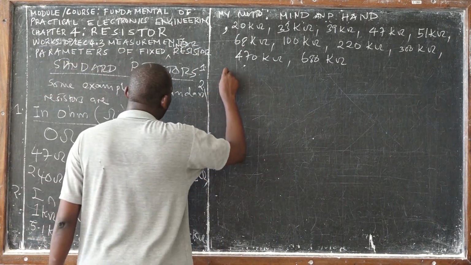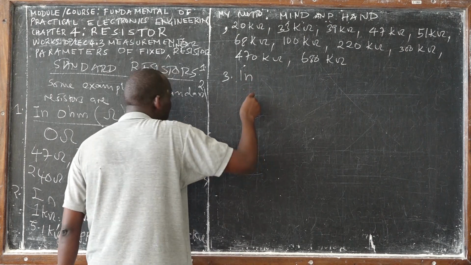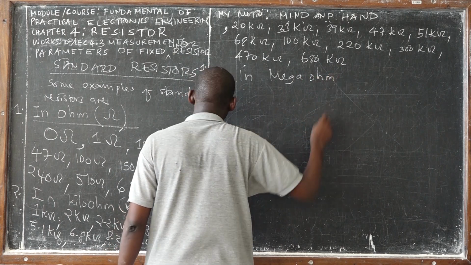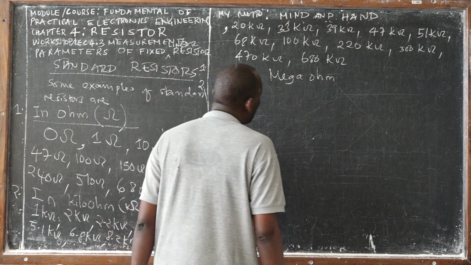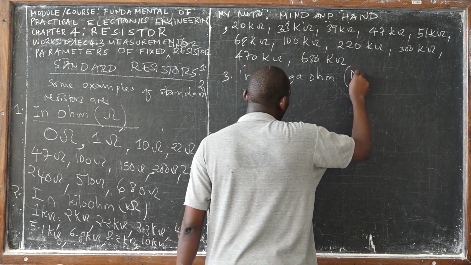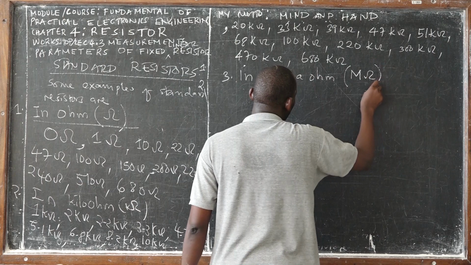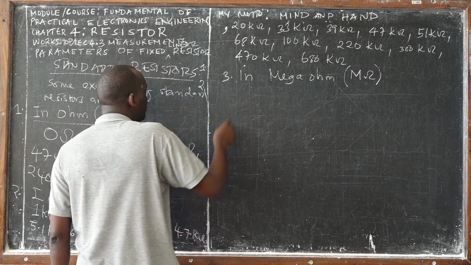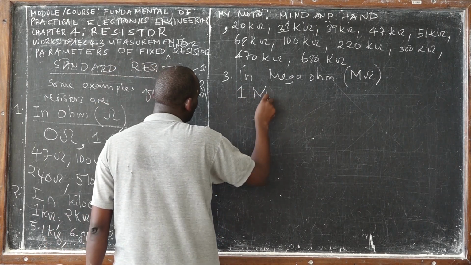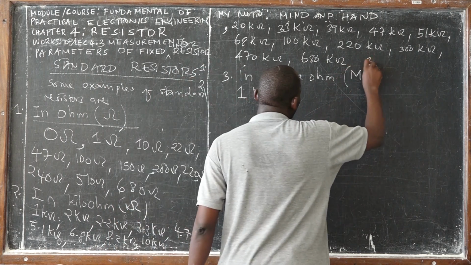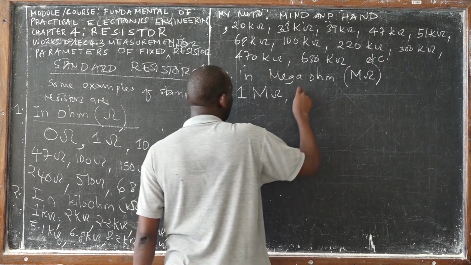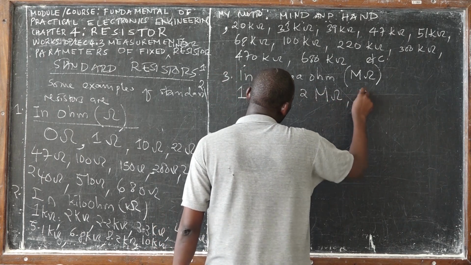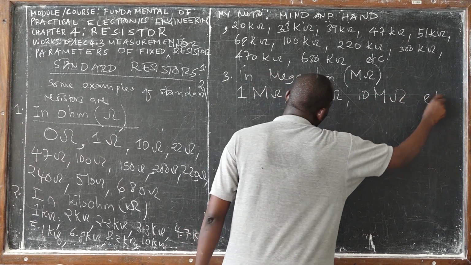Then number 3, let us see some standard resistors in terms of mega ohm. For mega ohms, we write a capital M. There is 1 mega ohm, then you have 2 mega ohm, then you have 10 mega ohm, etc.